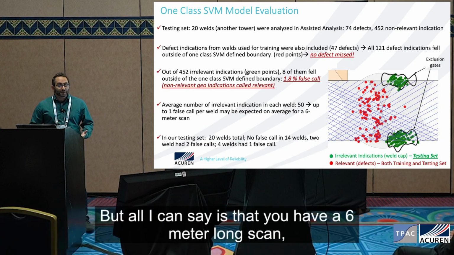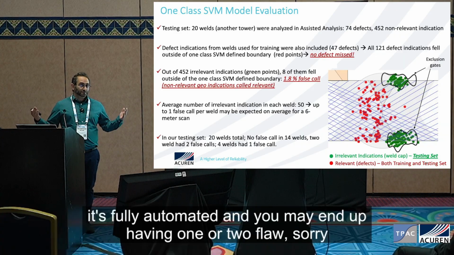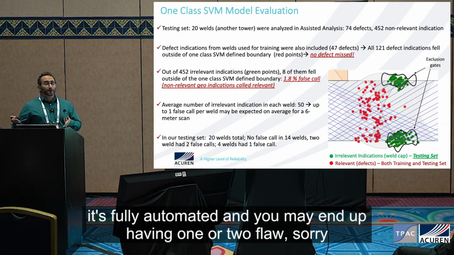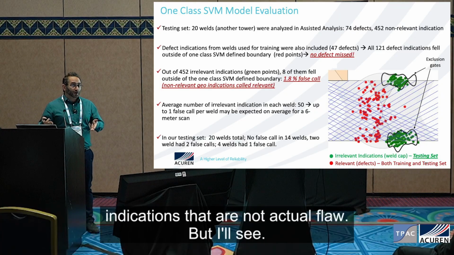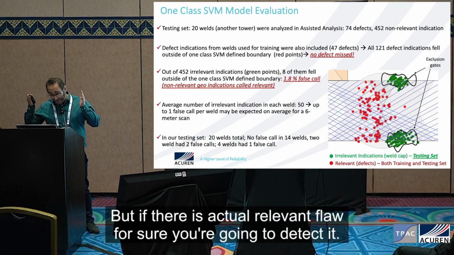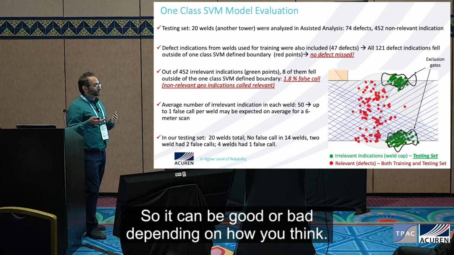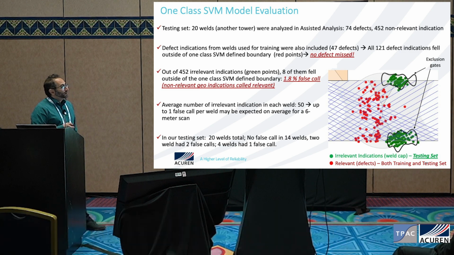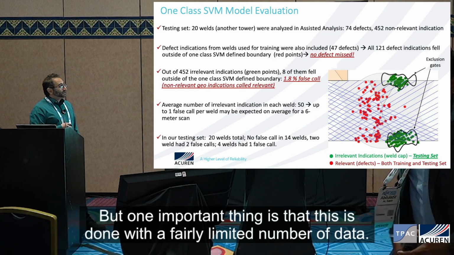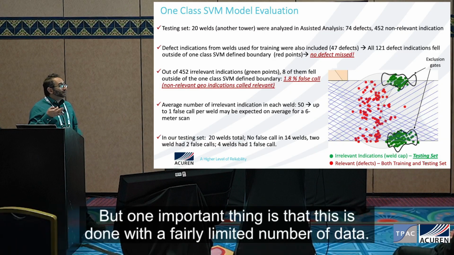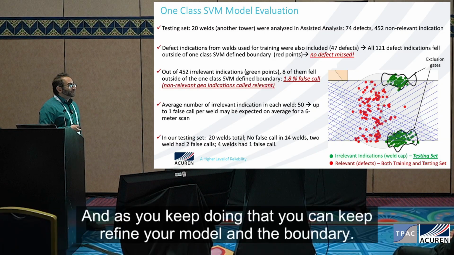But all I can say is that you have a 6-meter long scan. It's fully automated. And you may end up having 1 or 2 indications that are not an actual flaw. But if there is an actual relevant flaw, for sure you're going to detect it. So it can be good or bad, depending on how you think. But one important thing is that this is done with a fairly limited amount of data. And as you keep doing that, you can keep refining your model and the boundary.